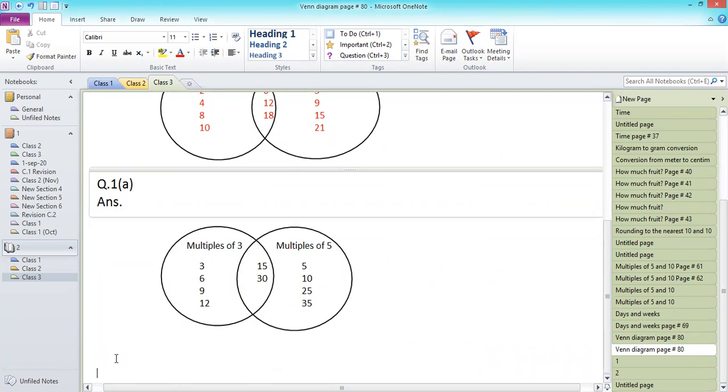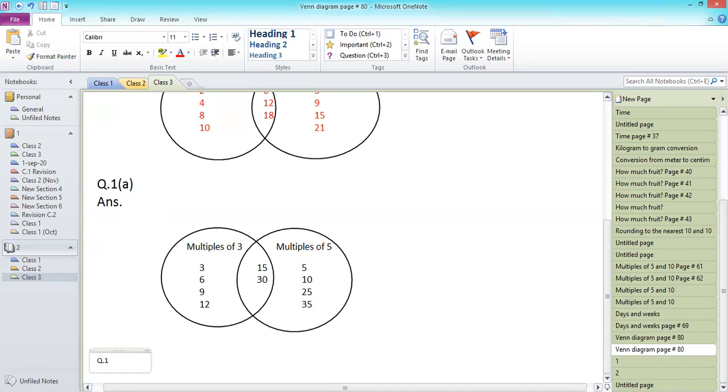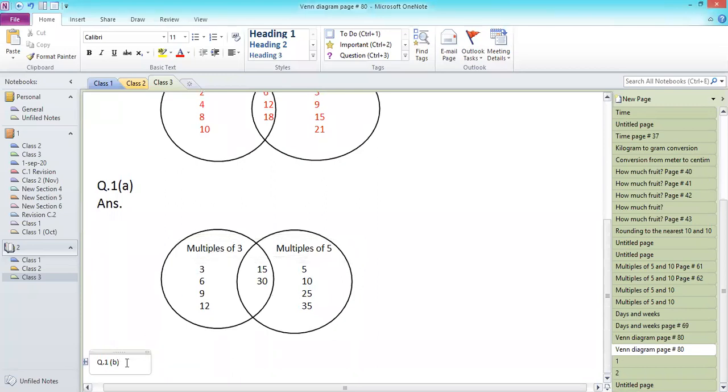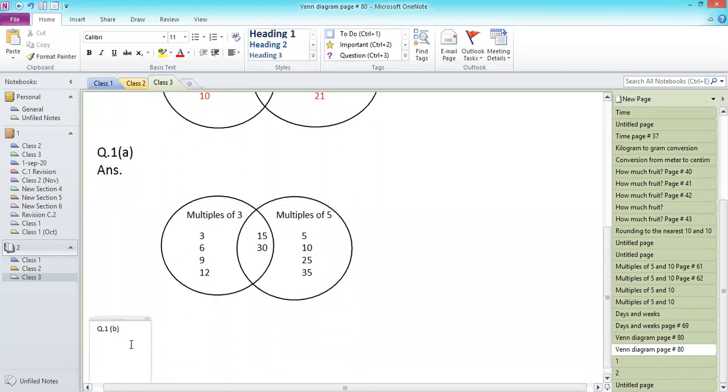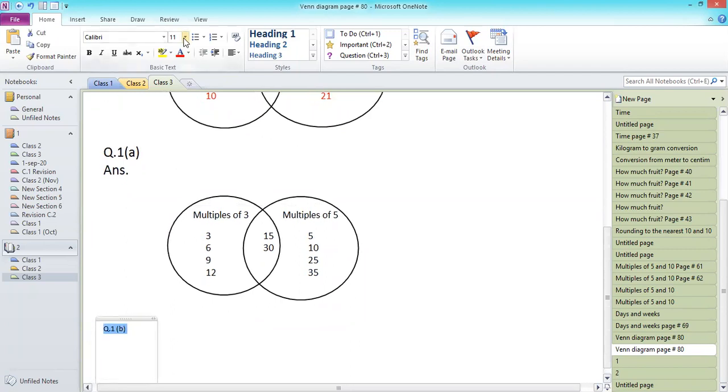What you will do, you will go and write here question 1B. You will draw this Venn diagram again, and then you will adjust these numbers in this Venn diagram.